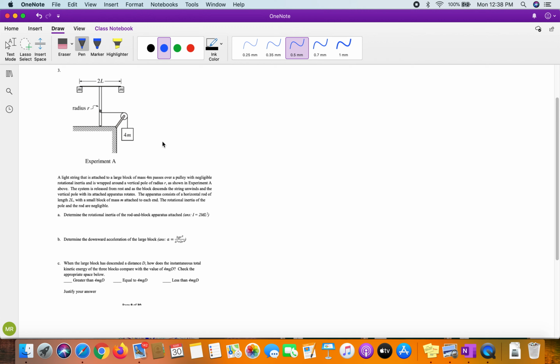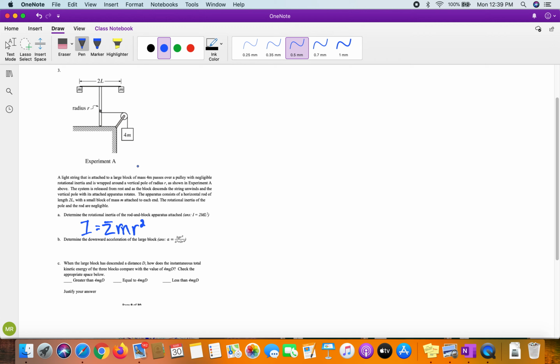Let's have a look at this rotational question. There's a couple of stages that we want to deal with. Part A, fairly straightforward. You're just finding the rotational inertia of the rod and the block. And basically with that one, you guys know how to do that by now. You're just summing up all the masses times r squared, where r is the distance from the center of rotation.